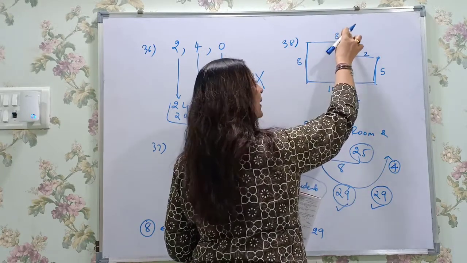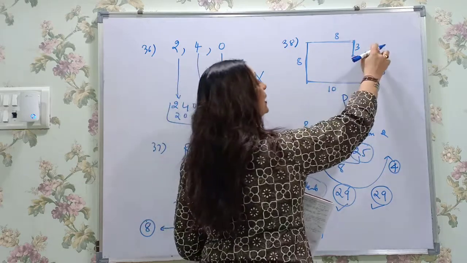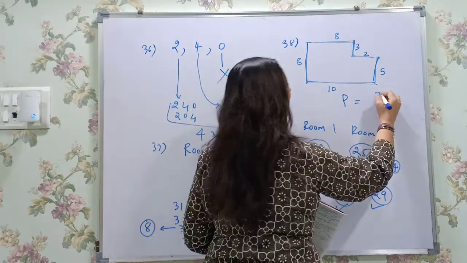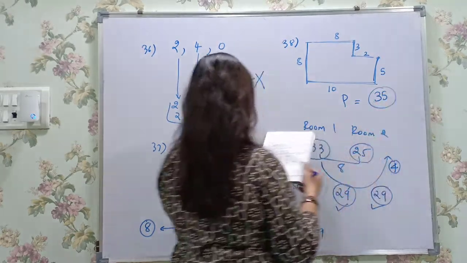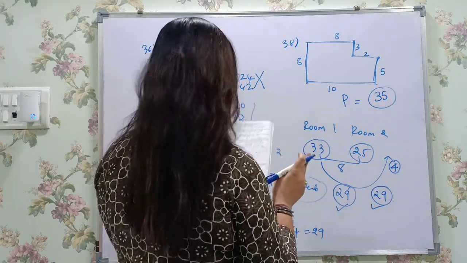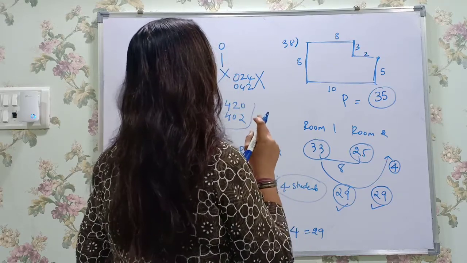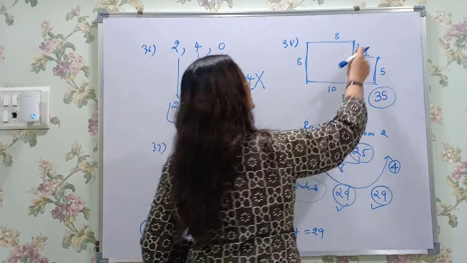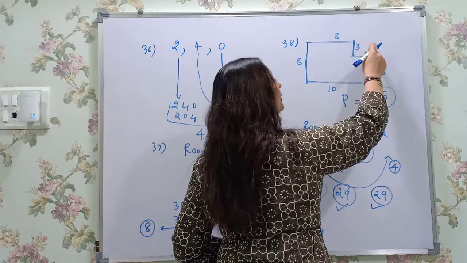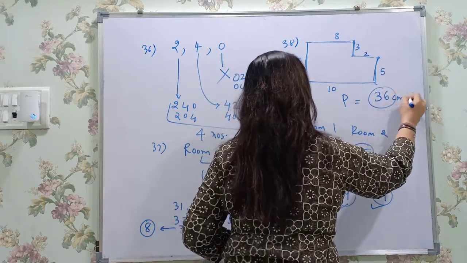18 plus 8 is 26. 26 plus 3, 29. 29 plus 2 is 30. And 30 plus 5 is 35. So what is the perimeter of 3 and 2? This is 5. Okay, 10 plus 8 is 18. 18 plus 8 is 26. 26, 27, 29, 31 and 36. That is to be 36 centimeters.